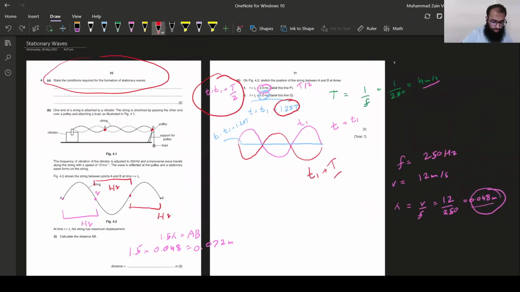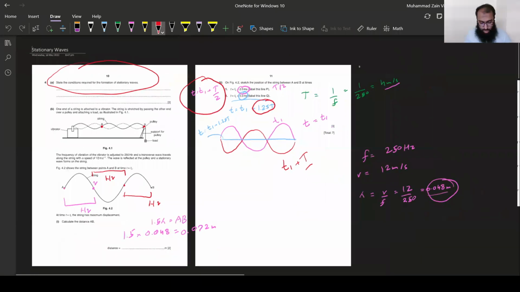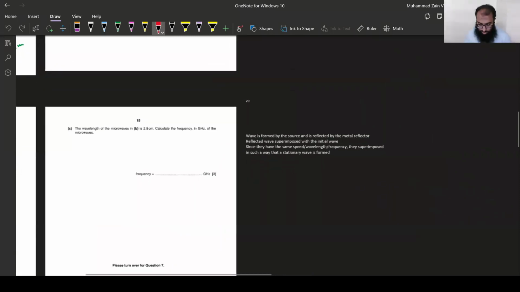State the conditions required for the formation of stationary waves. The conditions required could be that the waves should have the same speed, frequency, and wavelength. And they should overlap. So the waves which are traveling should overlap and superimpose on each other. That would be one condition, and the next would be that they should have the same wavelength and frequency.